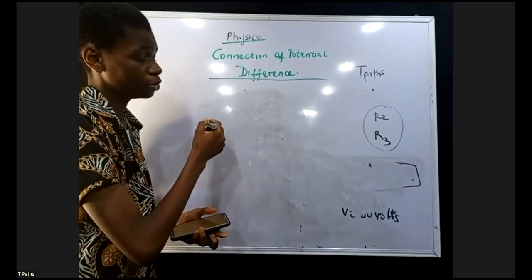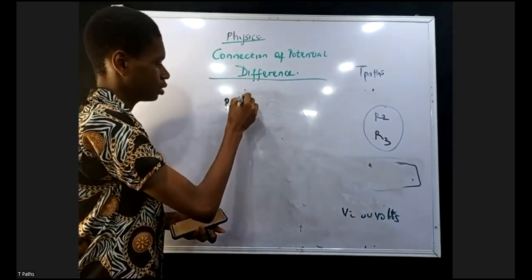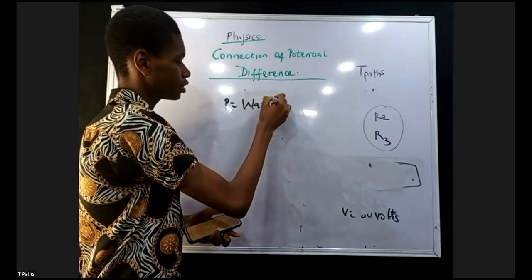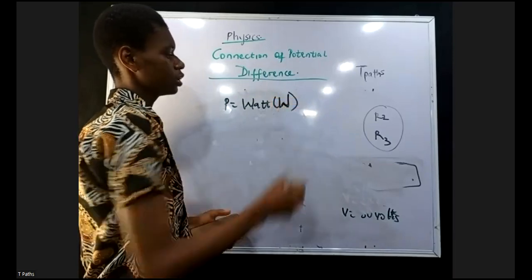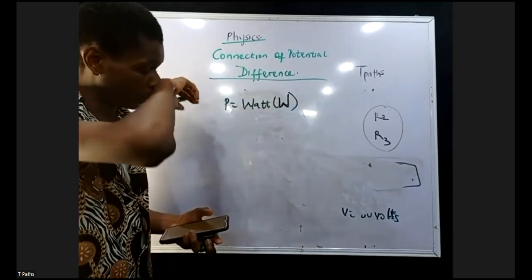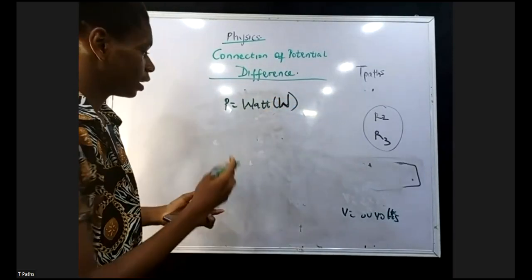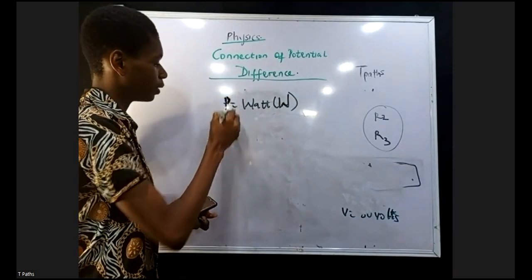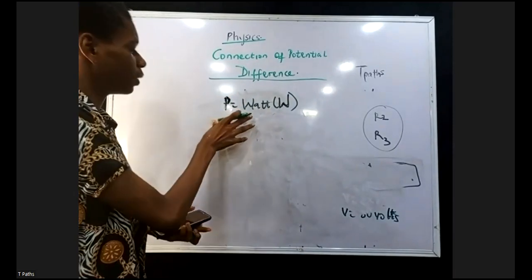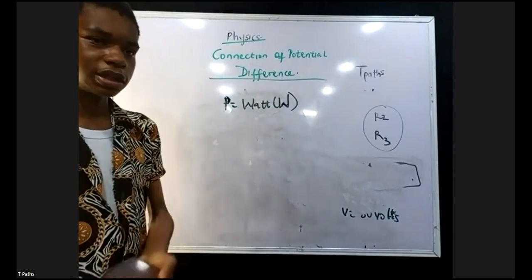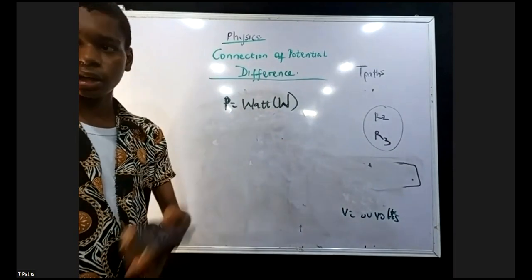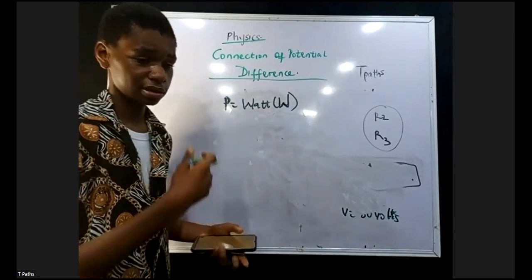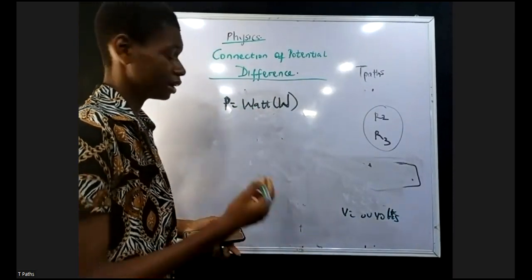The unit of power is the watt, represented by a capital letter W. So this is the unit of power. Now, when we are talking about electric power, what is the relationship between electric power, current, and voltage, that is potential difference, and resistance?